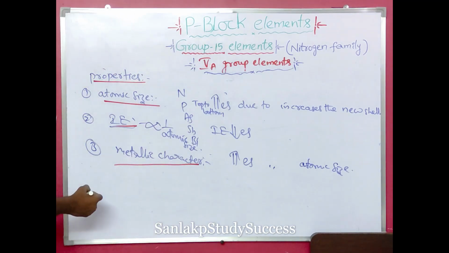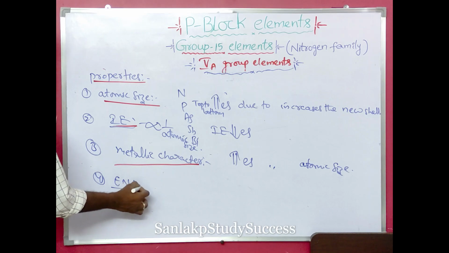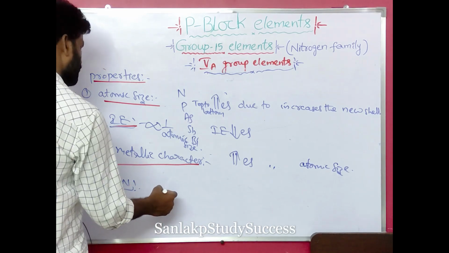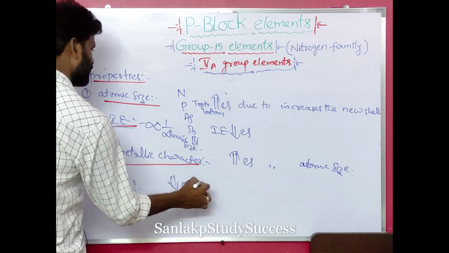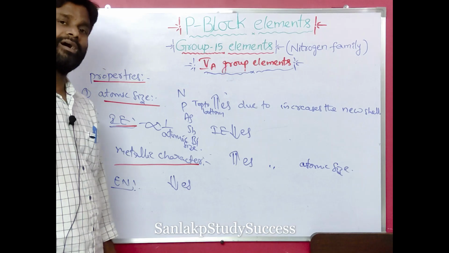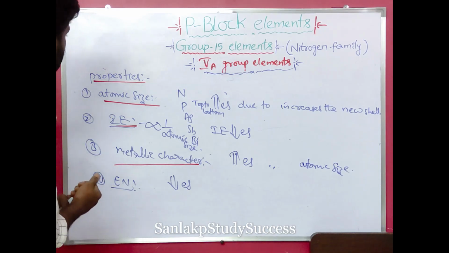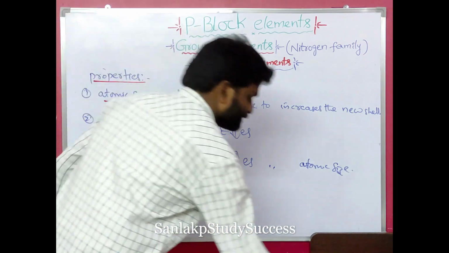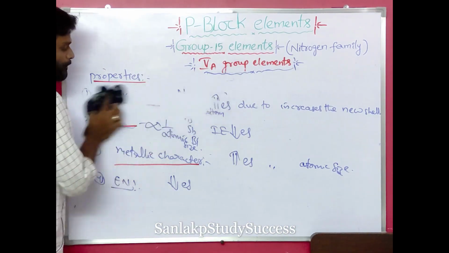And electronegativity also decreases from top to bottom, due to increasing atomic size. So these are the properties. Now its melting point.